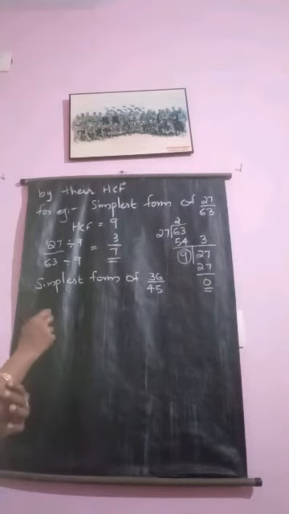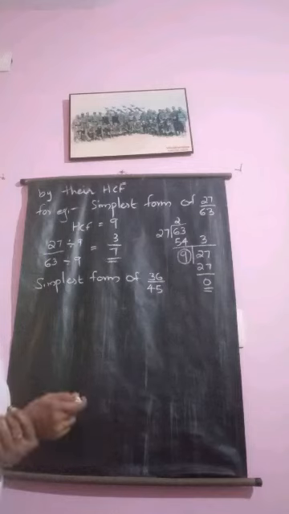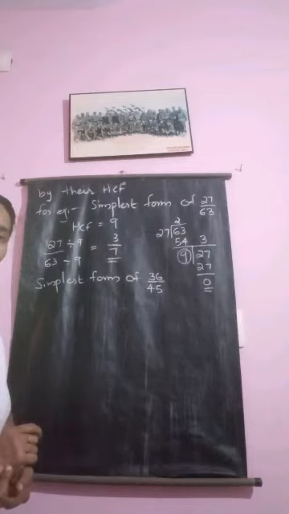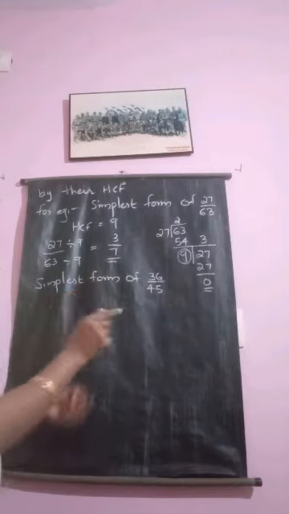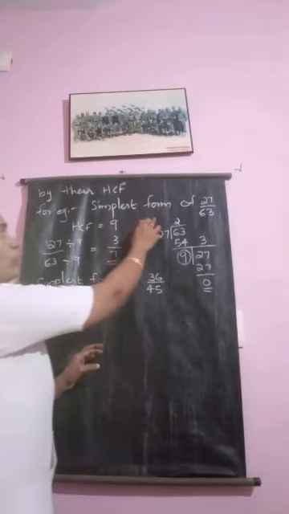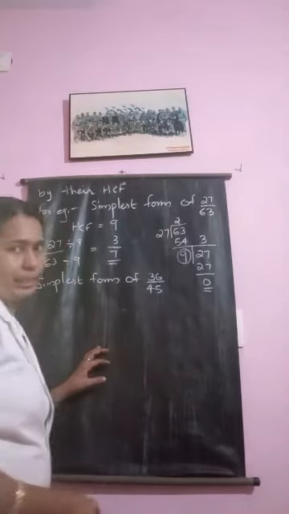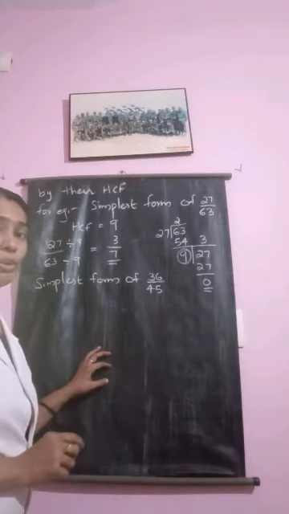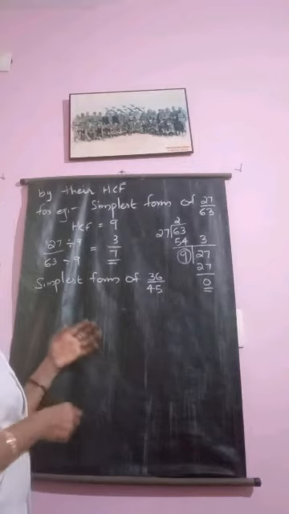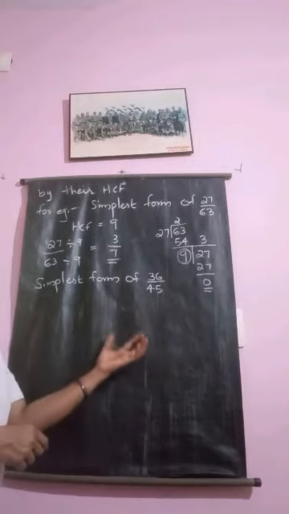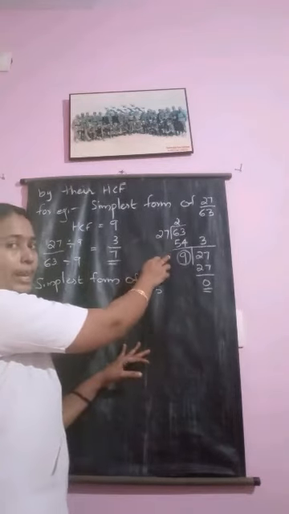Suppose how to find out the simplest form of a given fraction. What we are doing is dividing both numerator and denominator by their HCF. Let me explain through an example. Simplest form of 27 by 63. First we need to find out the HCF of numerator and denominator. Then we have to divide both by the HCF. Let us see how to do. This method we have studied last year, isn't it?